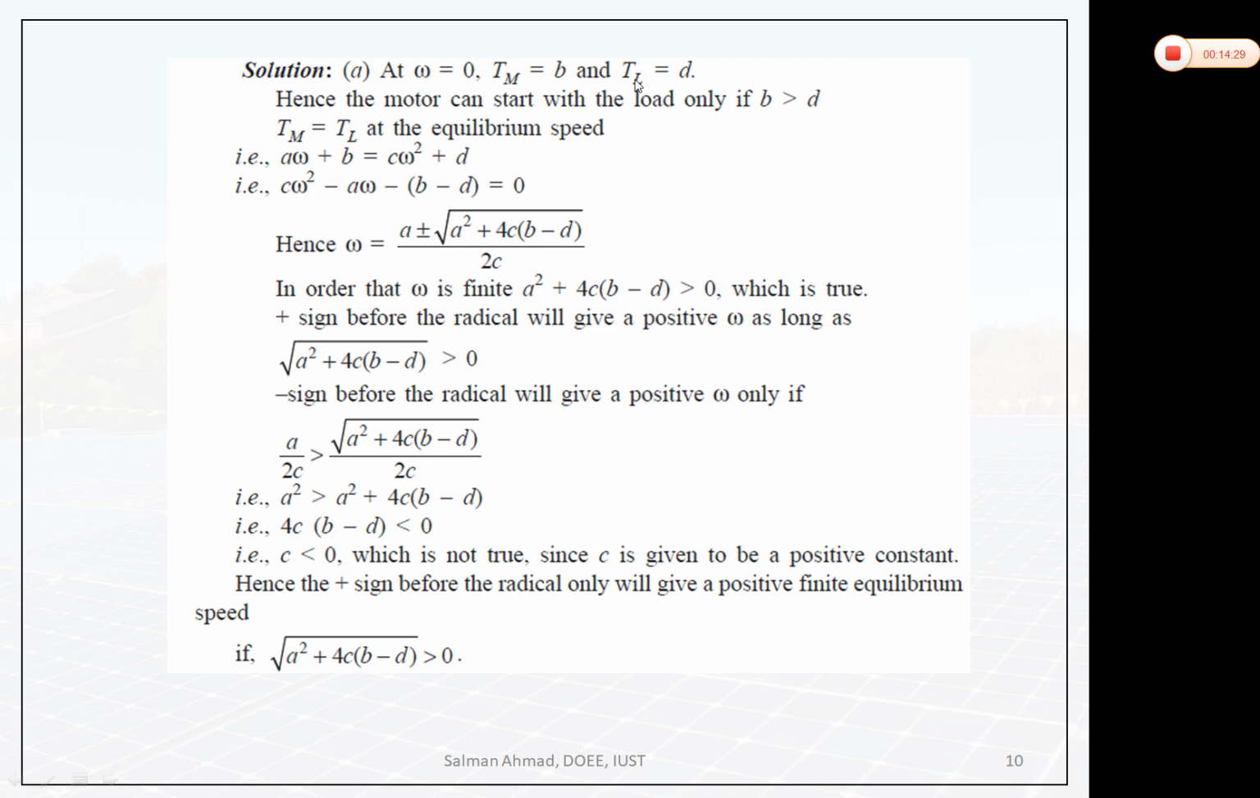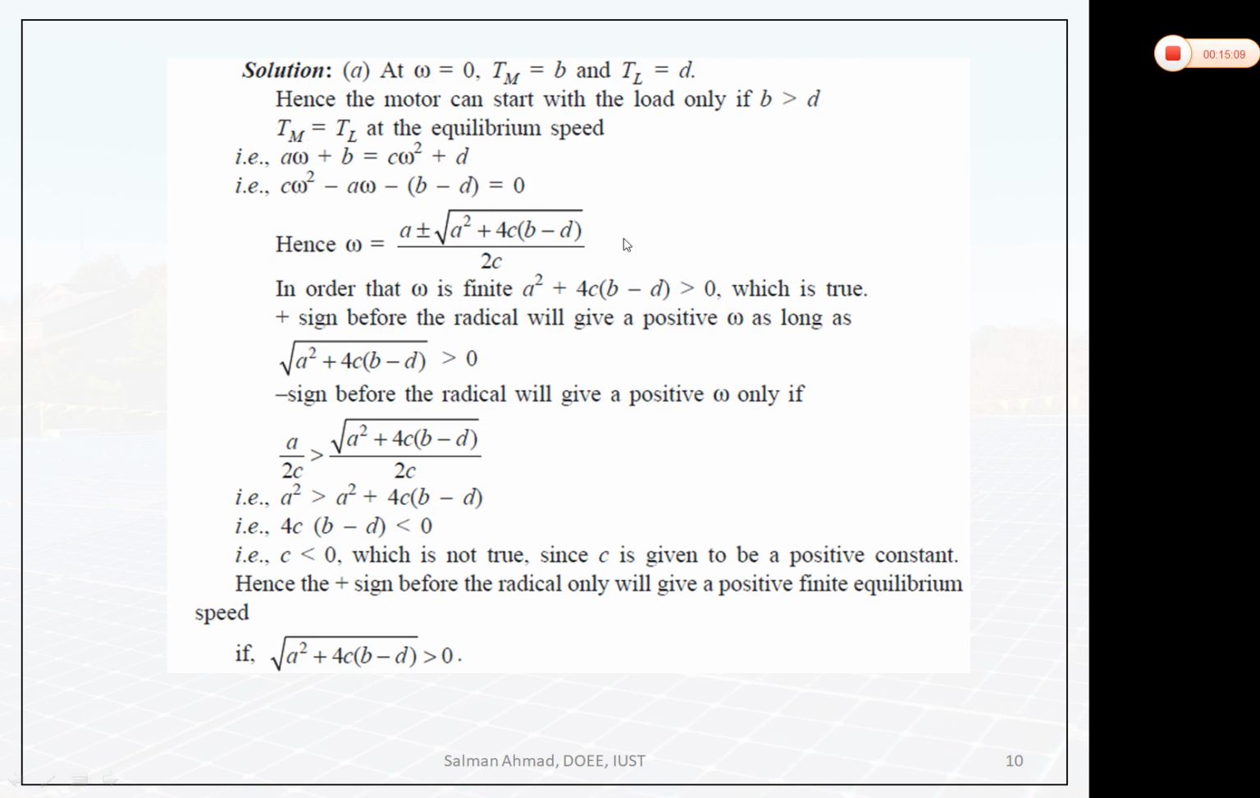Then we have to check for the equilibrium point. This is the first condition, B must be greater than D. At the equilibrium point, motor torque and load torque will be equal. Motor torque was A omega plus B, load torque is C omega square plus D. This is a quadratic equation in omega. We can solve it. Omega will be A plus minus square root of A square plus 4C times B minus D, upon 2C.